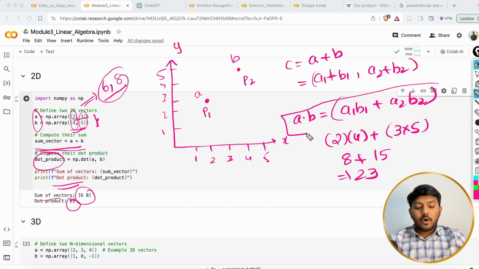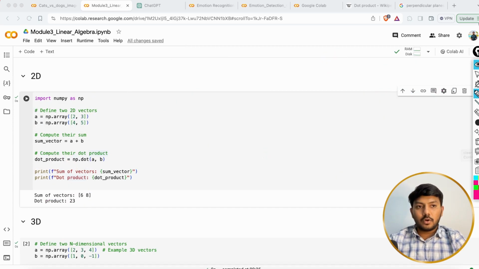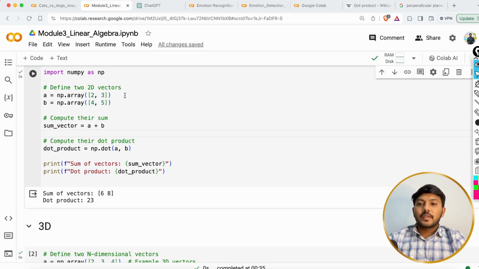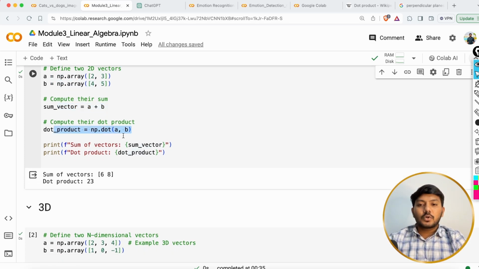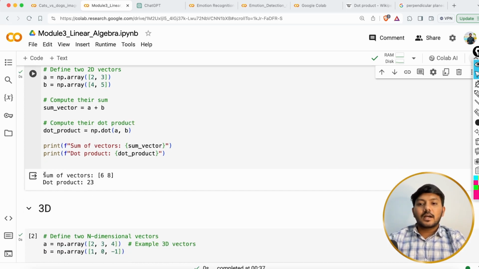And to do all of this logic, you can use np dot dot. In Python we have this available, so you don't need to write custom logic for all of these. You can just do numpy dot. We have learned numpy in the previous videos, right? So that's how you can do it. We have A, we have B, and then sum equals A plus B, and the dot product equals np dot dot A comma B. And if you execute, we get the output.